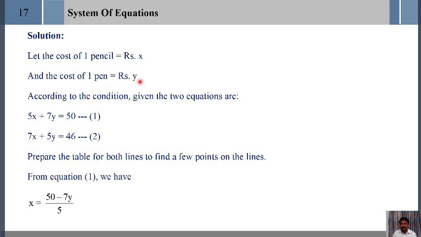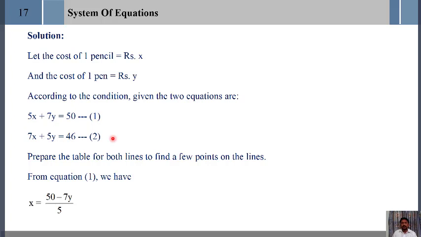According to the given condition, the two required equations are: 5 pencils and 7 pens cost 50, and 7 pencils and 5 pens cost 46. So these are the required equations according to the given data. Now I need to prepare one table for both lines to find a few points on the lines.